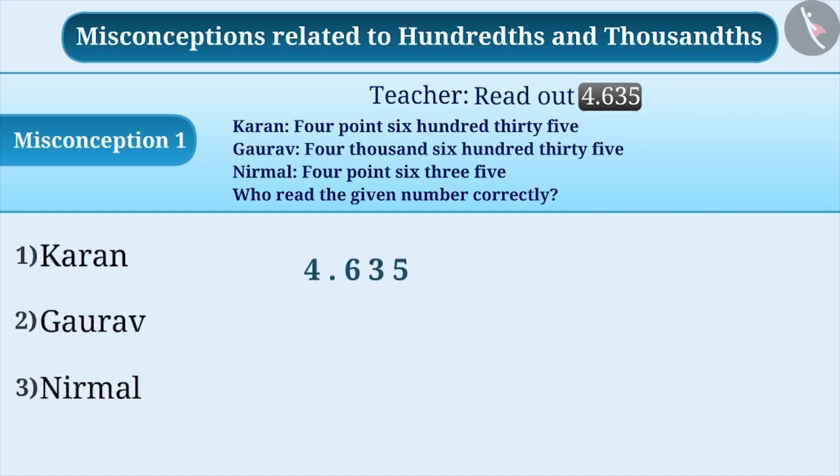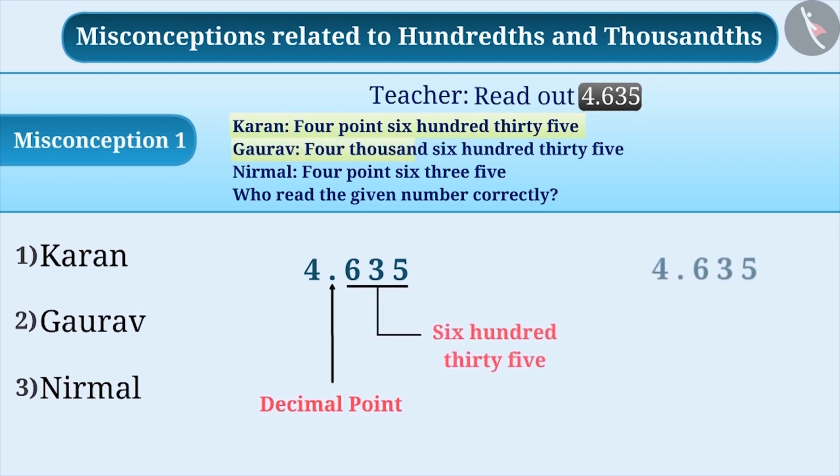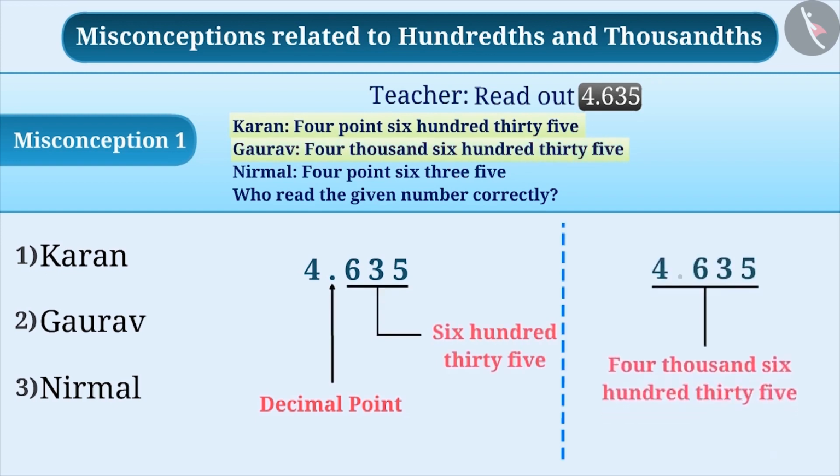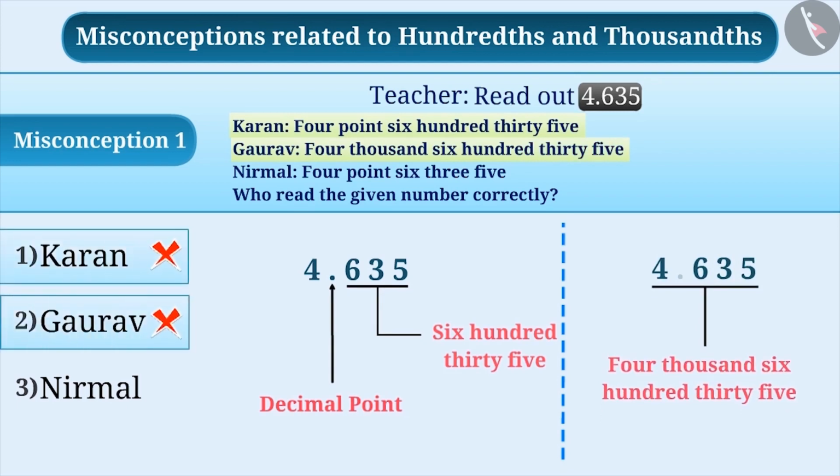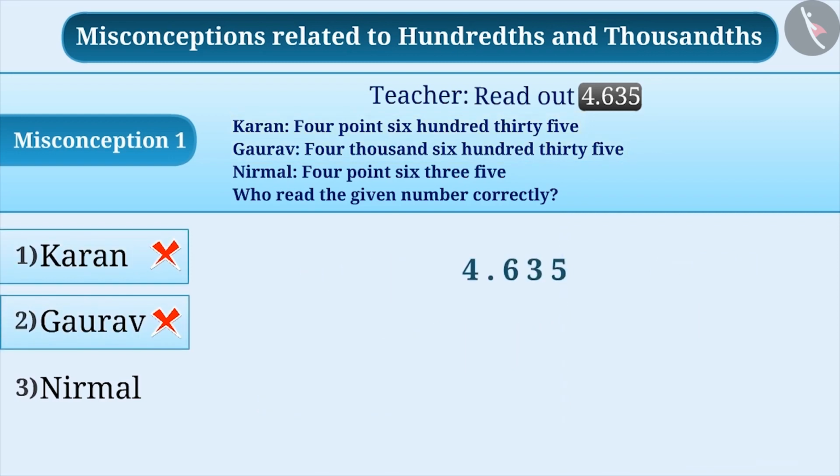Many times, decimal numbers are read incorrectly. Here, Karan read the digits after the decimal point collectively as one number, and Gaurav simply ignored the decimal point and changed the value of the number while reading it. Therefore, option 1 and option 2 are both incorrect. The correct understanding is that the digits to the left of the decimal point are read as a whole number, but it is incorrect to read the digits on the right side of the decimal point as a whole.